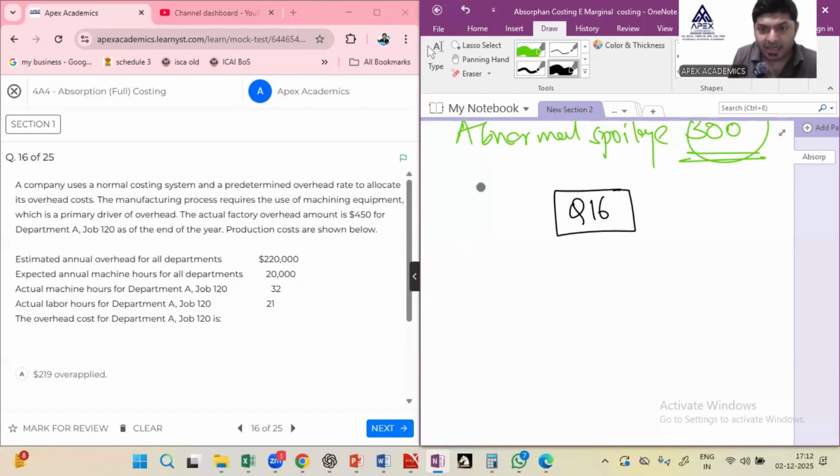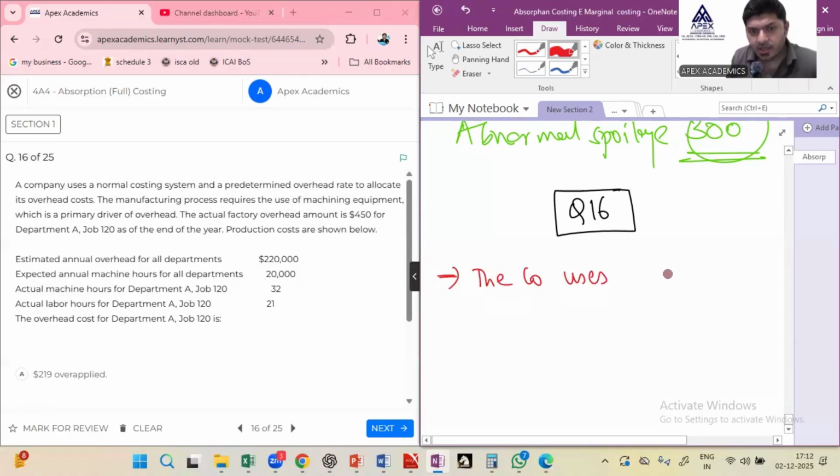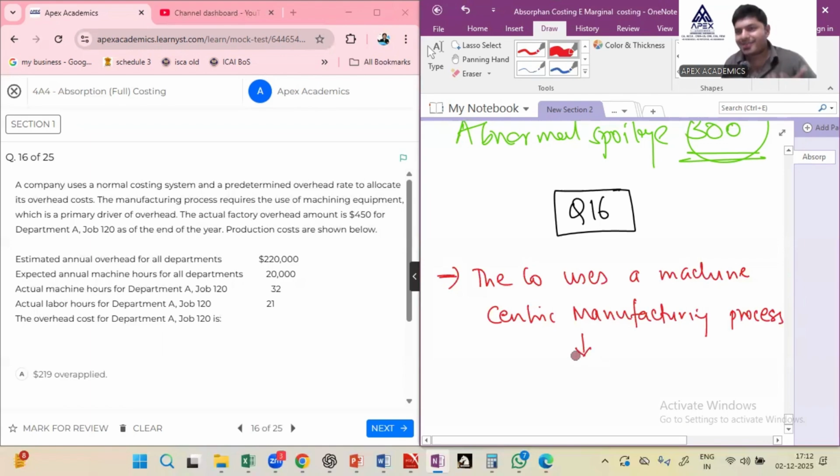Here I would like to make a very important statement. We will look at it being made in red ink. Sir, please try to understand. The company uses a machine-centric manufacturing process. This much you are supposed to identify from the question. Why? You are becoming US CMAs, man. You are not becoming some barber or something. So please try to understand. You need to catch that much. You are not becoming a barber, you are becoming a CMA.